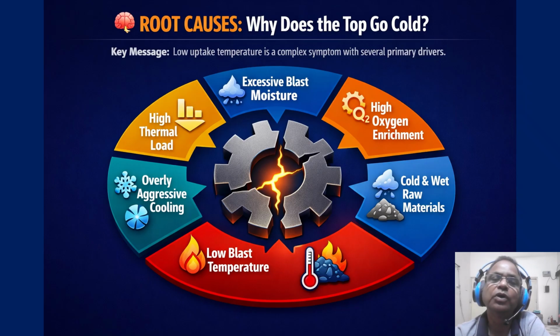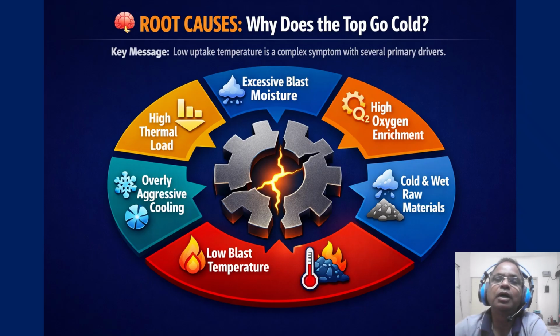Other causes include low blast temperature, overly aggressive cooling, and simply too high a thermal load, extracting too much heat in the upper shaft. So the key takeaway is that low top temperature is rarely one thing. It's a puzzle. Solve each piece and you stabilize the furnace.